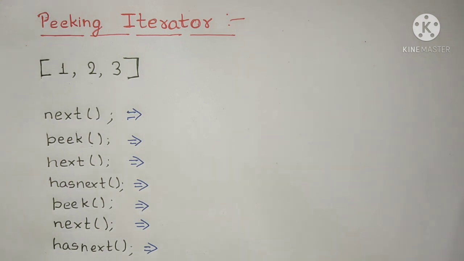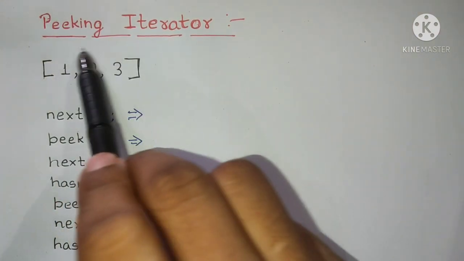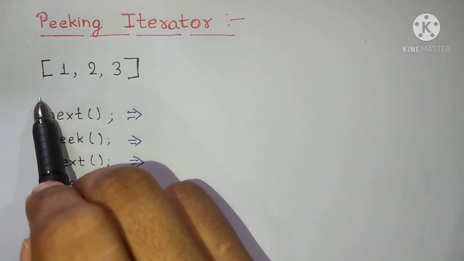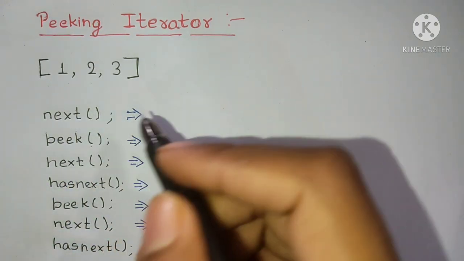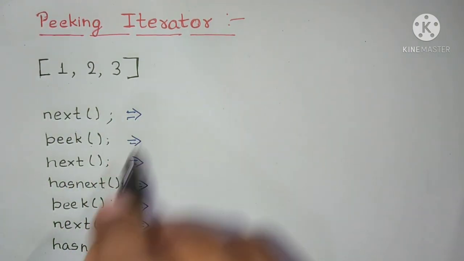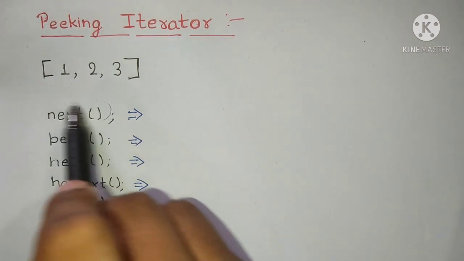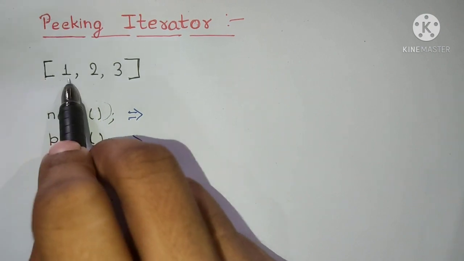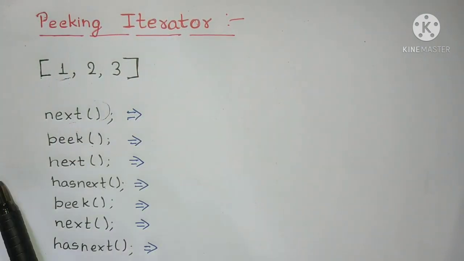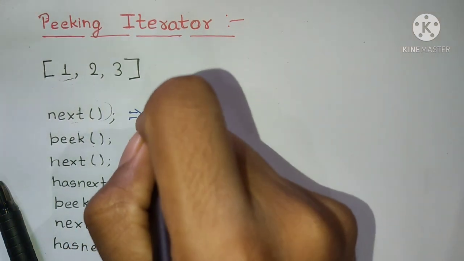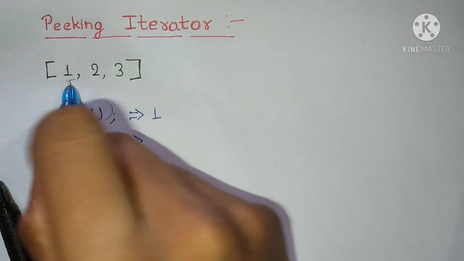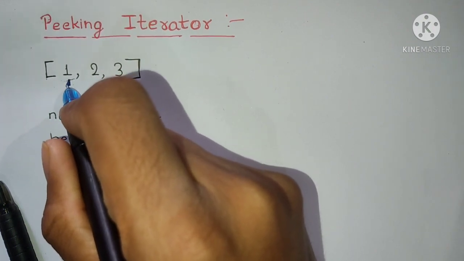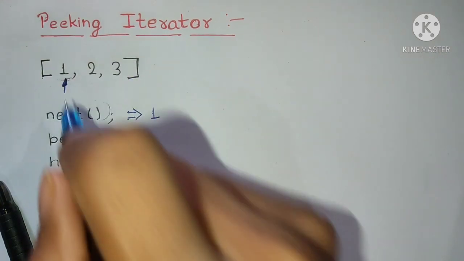Okay, so suppose that we are given this array. In the beginning we will be at the starting of this array. Our iterator will be pointing at the beginning of this array. So what will happen if we do the next function? Then this will return the value 1. Next will return the value 1, and now the pointer will be pointing to this one.